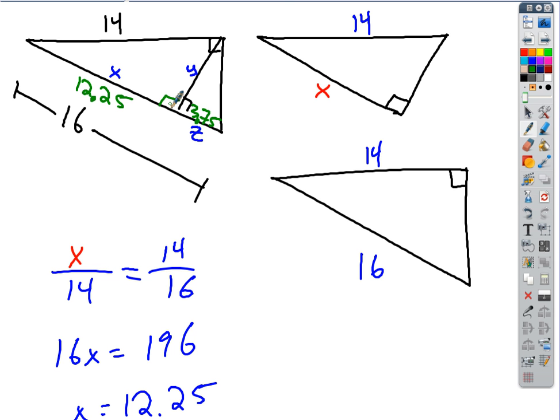I could also use a shared side there. Y is a shared side, isn't it? Of the medium and the small. Everybody see that? That's easier, actually, I think, than Pythagorean theorem. It's up to you. I don't care which way you do it. Whichever way works best for you.